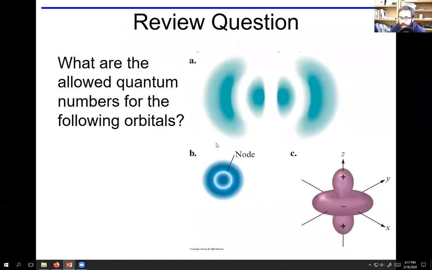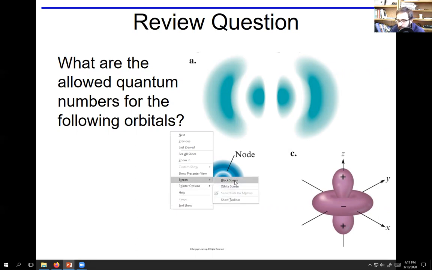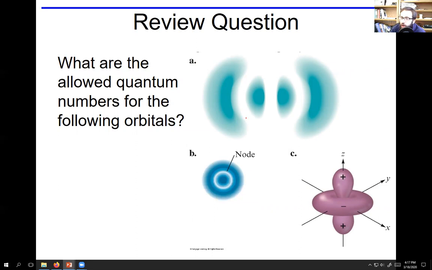A little bit aside. Okay, review question. What are the allowed quantum numbers for the following orbitals? So similar type of stuff that we just did on the whiteboard here. Okay, so this is a dumbbell type shape, right? So the dumbbell, we know we're gonna have a p. It's a p type orbital. And we have one radial node.